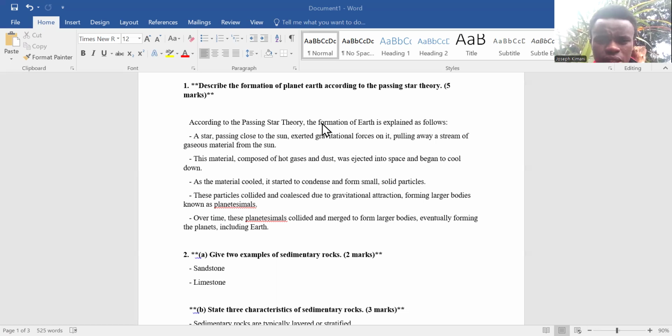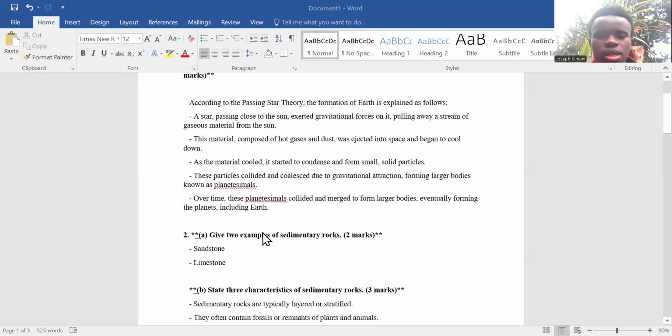According to the passing star theory, the formation of the Earth is explained as follows. A star passing close to the sun exerted gravitational forces on it, pulling away a stream of gaseous materials from the sun. This material, composed of hot gases and dust, was ejected into space and began to cool down. As the material cooled, it started to condense and form small solid particles. These particles collided and coalesced due to gravitational attraction, forming larger bodies known as planetesimals. Over time, these planetesimals collided and merged to form larger bodies, eventually forming the planets, including the Earth. So that's basically the passing star theory.